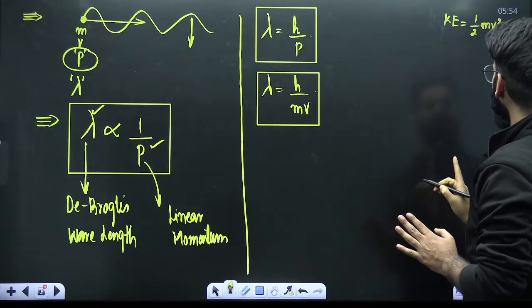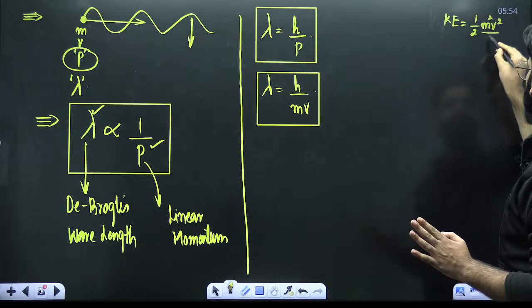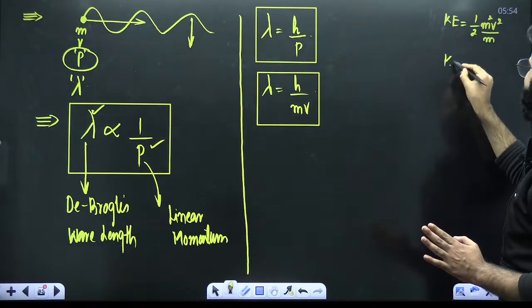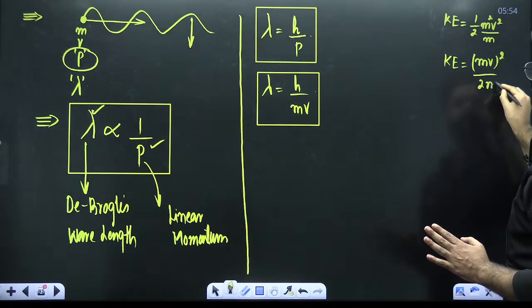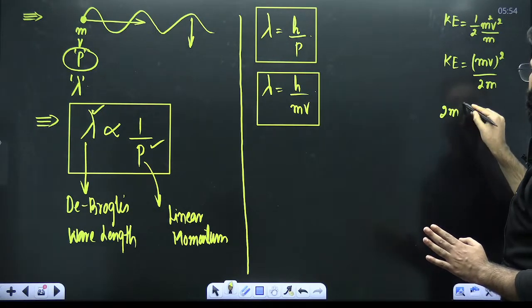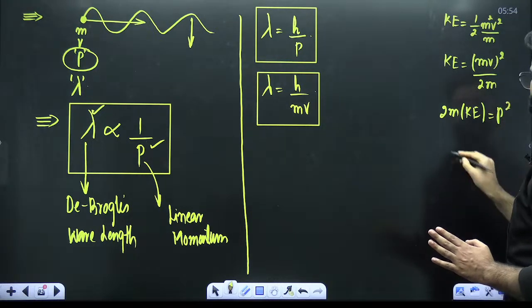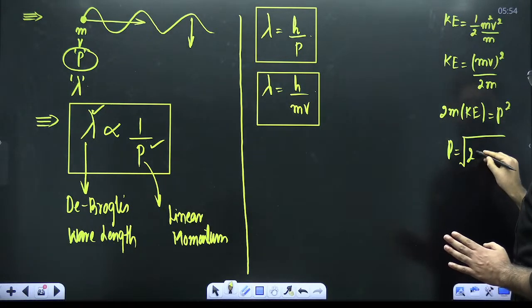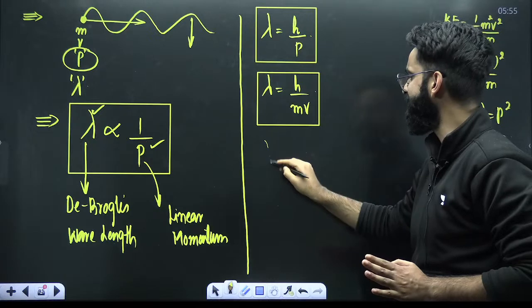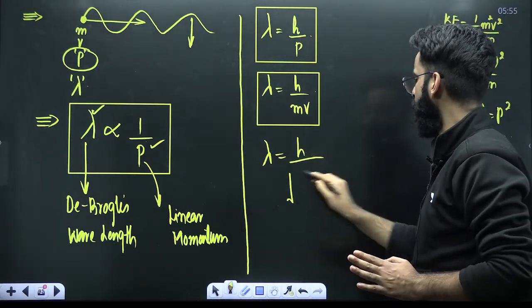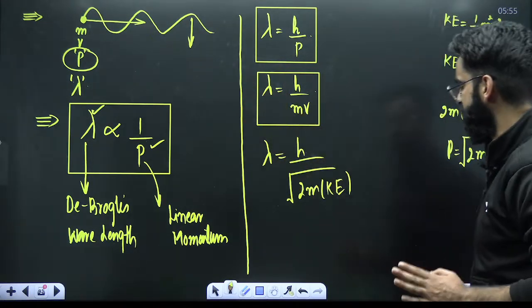Half of mv square. If I multiply and divide with mass, this becomes m square in the numerator, in the denominator it will be m. So can I say kinetic energy is equal to m multiplied by v whole square divided by 2m? Perfect. So 2m multiplied by kinetic energy is equal to m multiplied by v, which is momentum, so this is p square. So p comes out to be under root of 2m multiplied by kinetic energy, right? So in this expression, you can say lambda is equal to h upon under root of 2m multiplied by kinetic energy associated with the object which is moving with velocity v.